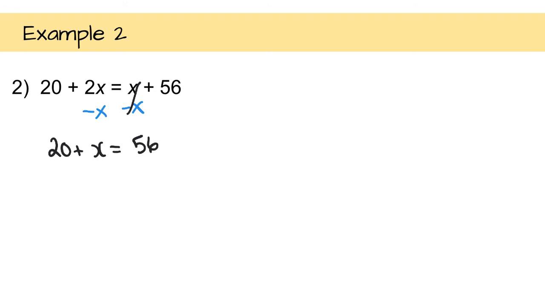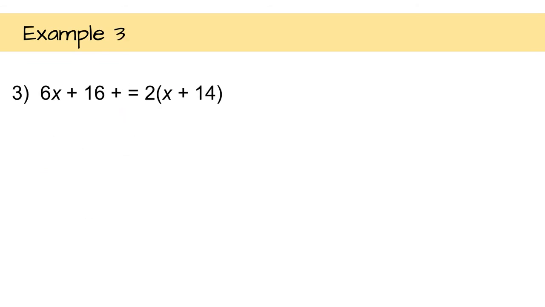And then our next step would be to move the constants over. So to make 0, we would subtract 20 from this side, and what we do to one side, we do to the other. And that leaves us with x equal to 36 for your final answer.